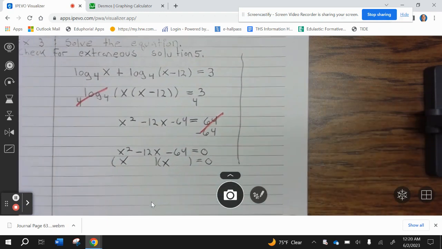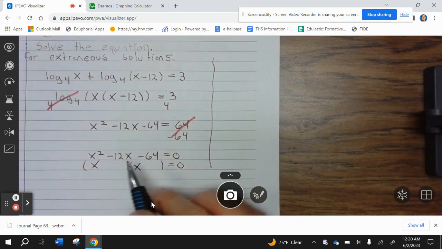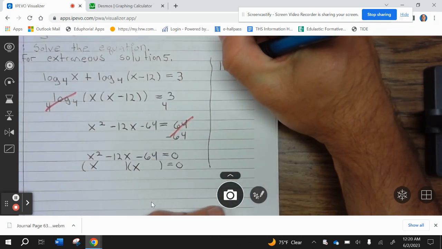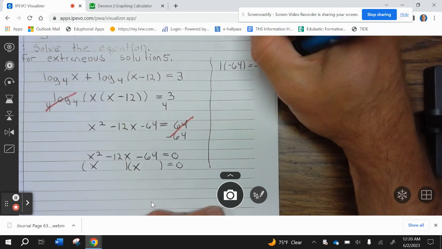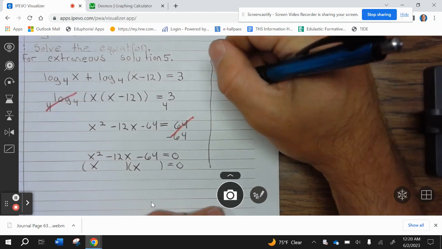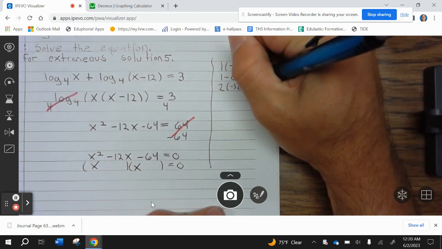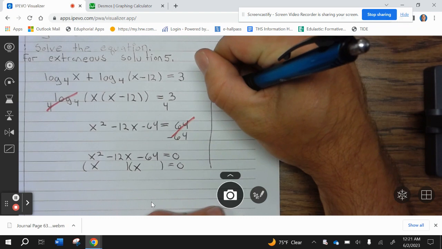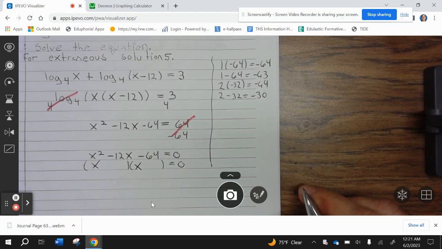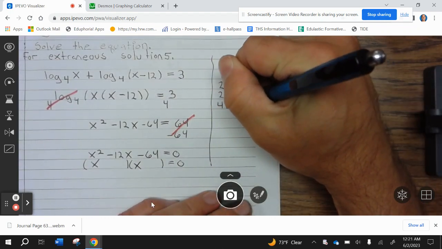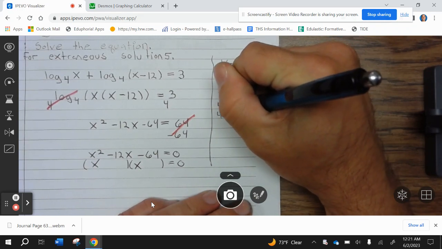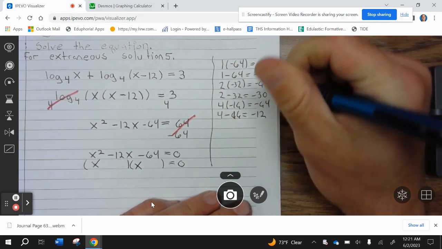Now figure out what numbers multiply to give you negative 64 and combine to be negative 12. So since the middle number is negative, the bigger number is negative. So 1 times negative 64 equals negative 64. 1 minus 64 equals negative 63. 2 times negative 32 is negative 64. 2 minus 32 is negative 30. That doesn't work. 3 doesn't work. 4 times negative 16 equals negative 64. 4 minus 16 is negative 12. That works.